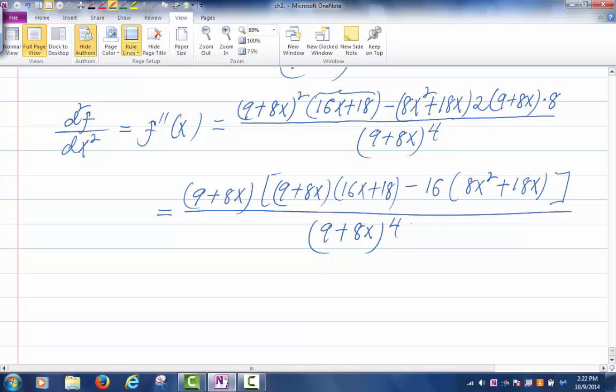Okay, so what can we do now? Well, we can cancel out this with what? What should I get here? Cube. And what do I have to do inside the brackets? You have to multiply out everything inside the brackets, and then whatever you get, that would be the answer, okay?